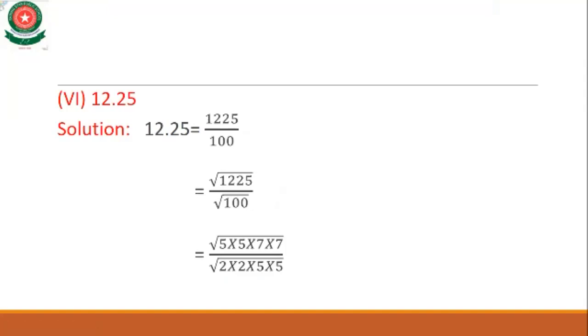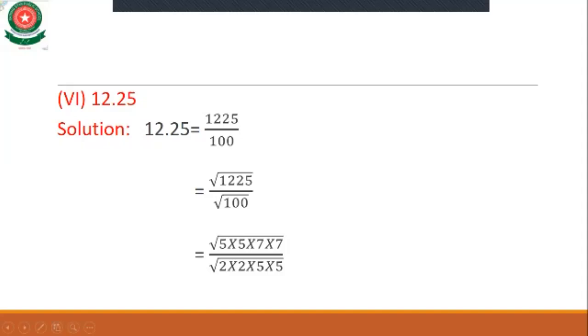12.25. Here we find the square root of the decimal by using the prime factorization method. We have to find the square root by using the prime factorization method. Now, part 6 is 12.25. Similarly, we find the square root by using the prime factorization method.